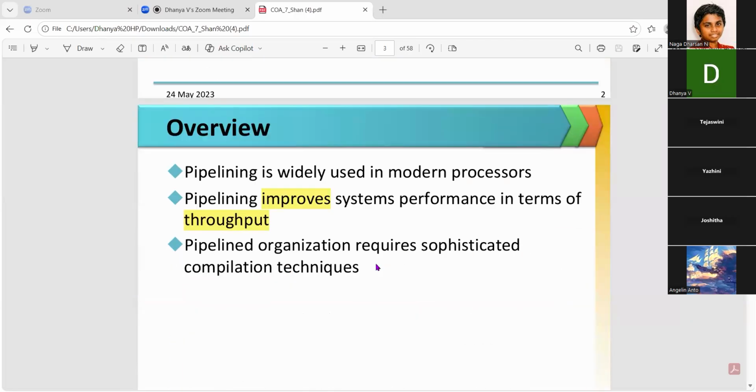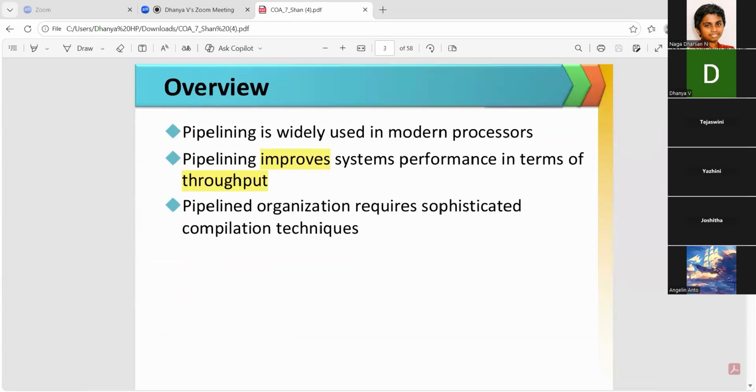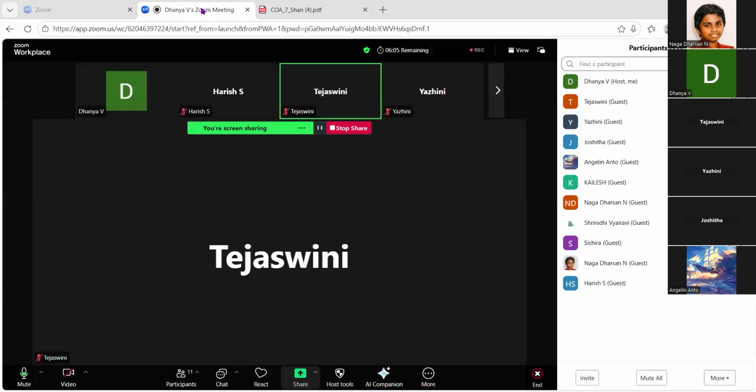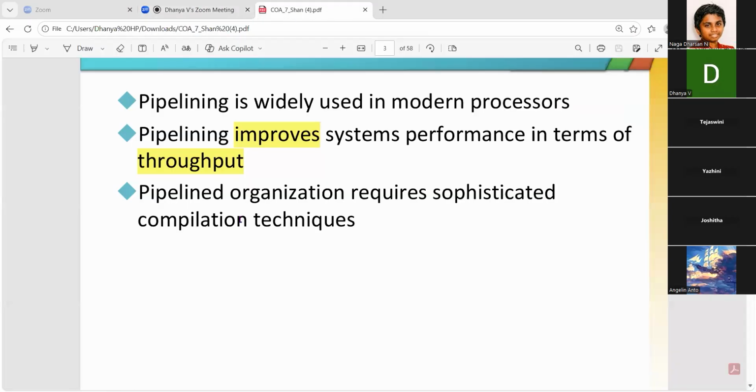Okay, so I'll just go through the PPT. Can you see my screen with the PPT?